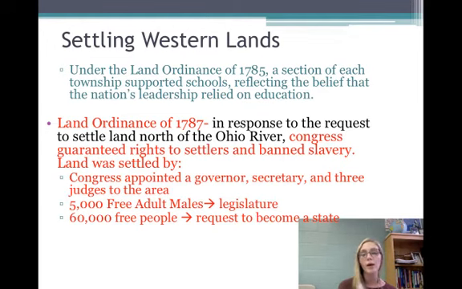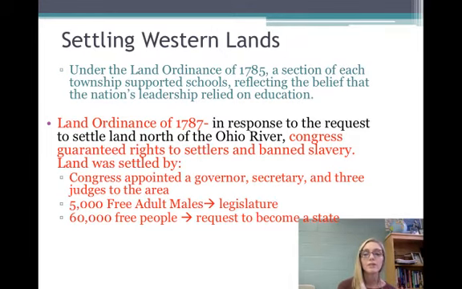So this would include Ohio, Indiana, Michigan, that land. Congress guaranteed rights to settlers and banned slavery in this area. So here is another example of Congress being able to control foreign relations, so land outside of the colonies themselves. In order to settle this land, Congress had to appoint a governor, secretary, and 3 judges to the area.